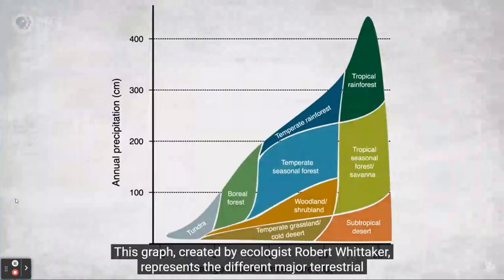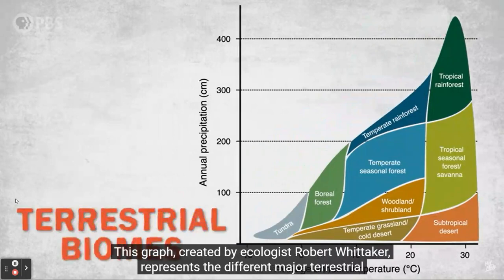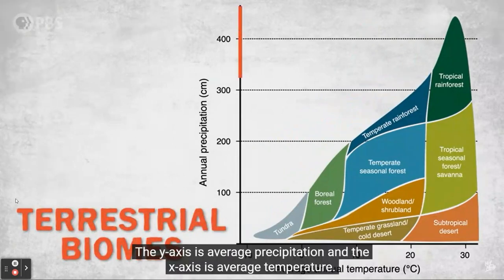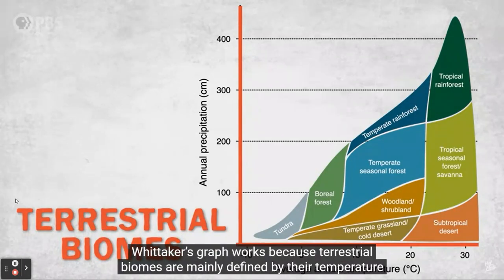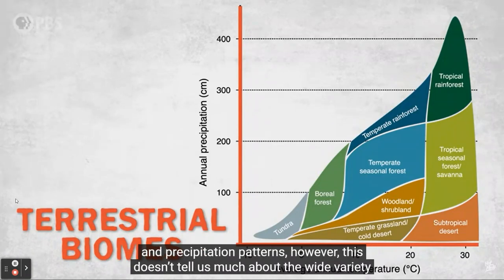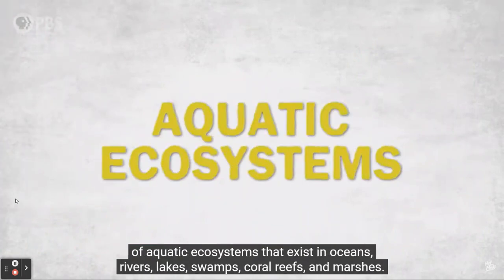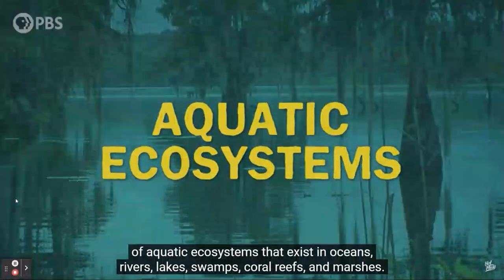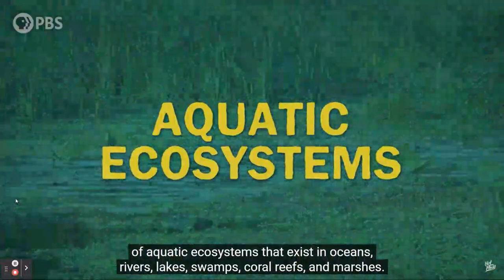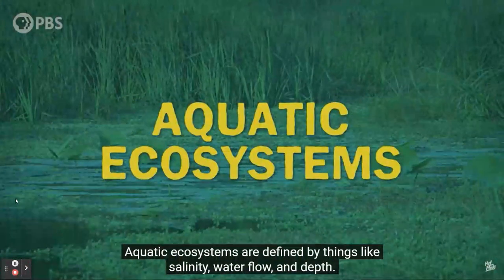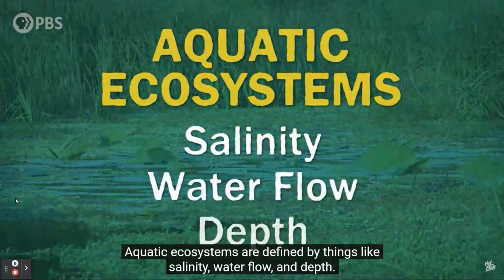At higher latitudes, the cooler parts of the world, you're more likely to find biomes like tundra or the boreal forest. This graph, created by ecologist Robert Whittaker, represents the different major terrestrial biomes. The y-axis is the average precipitation, and the x-axis is average temperature. Whittaker's graph works because terrestrial biomes are mainly defined by their temperature and precipitation patterns. However, this doesn't tell us much about the wide variety of aquatic ecosystems that exist in oceans, rivers, lakes, swamps, coral reefs, and marshes. Aquatic ecosystems are defined by things like salinity, water flow, and depth.